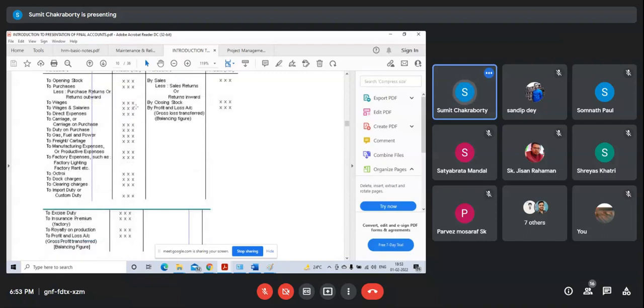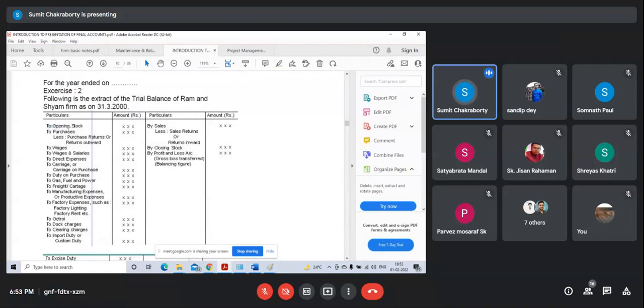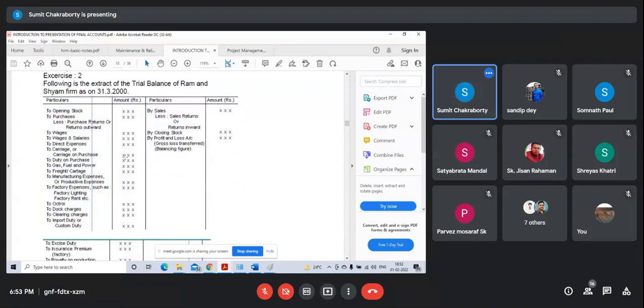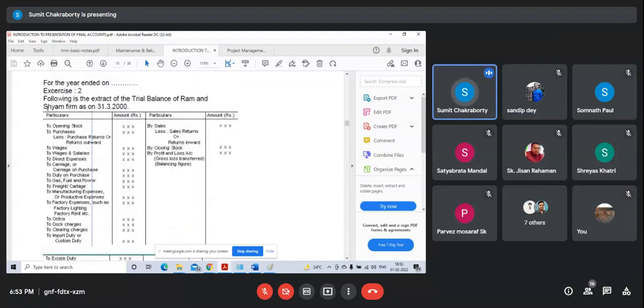So as usual, to opening stock, the first item, top left corner. Another thing missing is on particulars, there should be the word debit, and on the amounts side there should be credit.